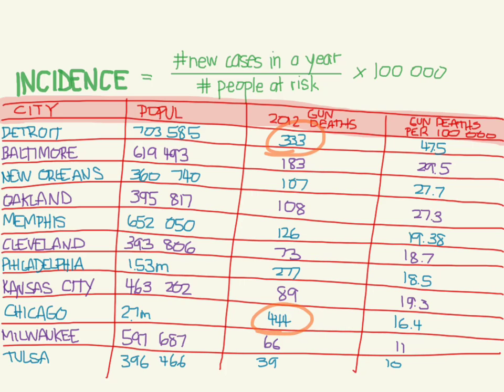But that's incidence. There are a few more nuances we should cover. We'll look at those in the next video. We're going to look at cumulative incidence as well as person-time incidence.